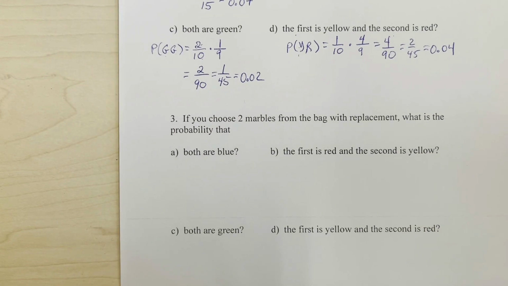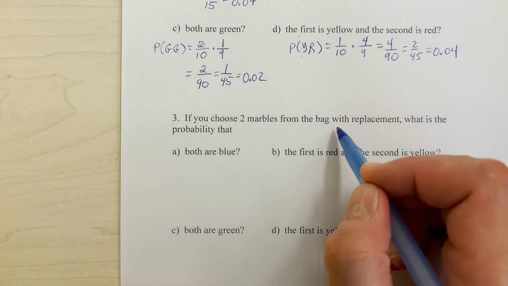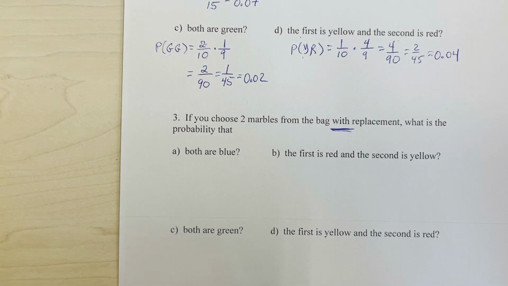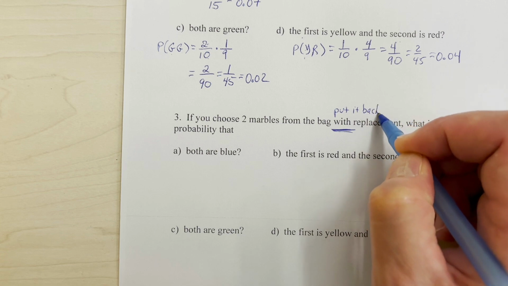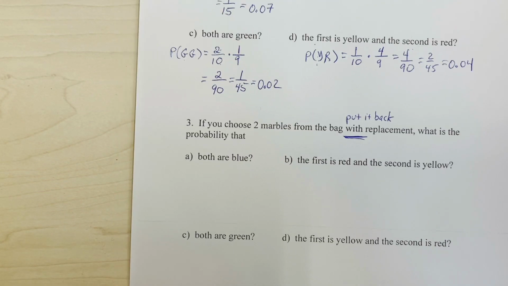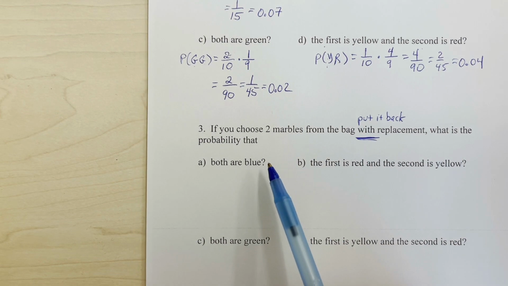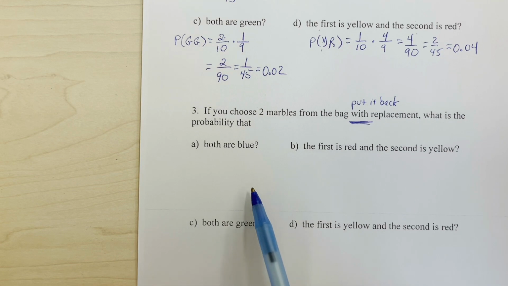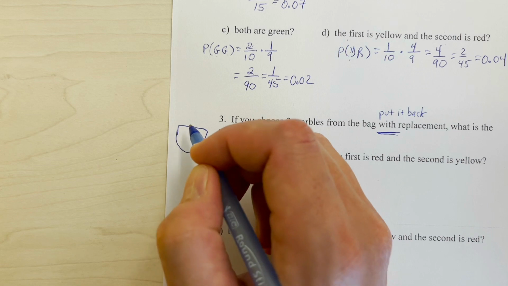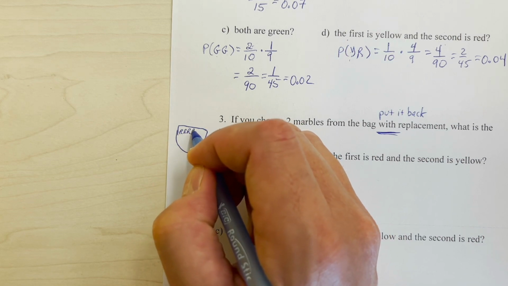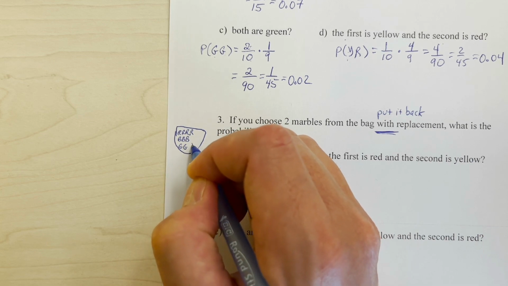And so now we'll come down to number 3. This is the last problem here. If you choose 2 marbles from the bag with replacement, that means we take 1 out, but then we put it back before we take the second one. Okay, so we take it out, but then we put it back. What is the probability that, and then we're actually going to do the same problems here, the same things. Let me draw our bag here. So we had 4 red, we had 3 blue, we had 2 green, and we had 1 yellow.